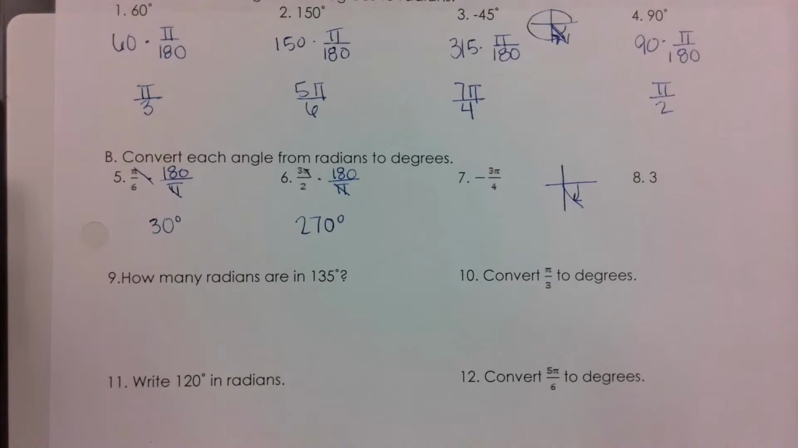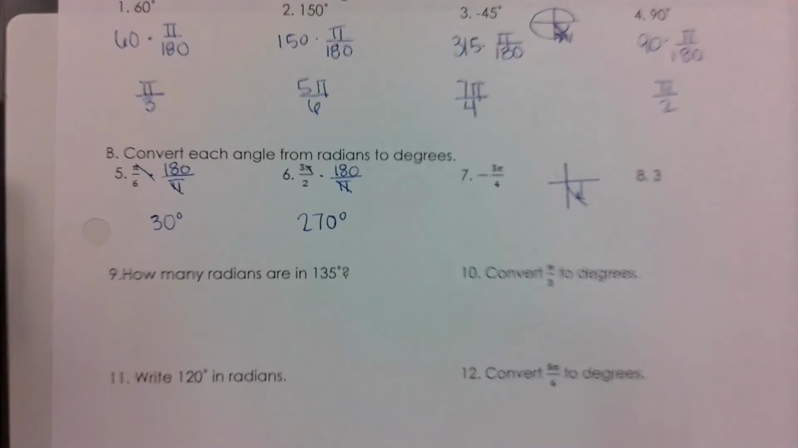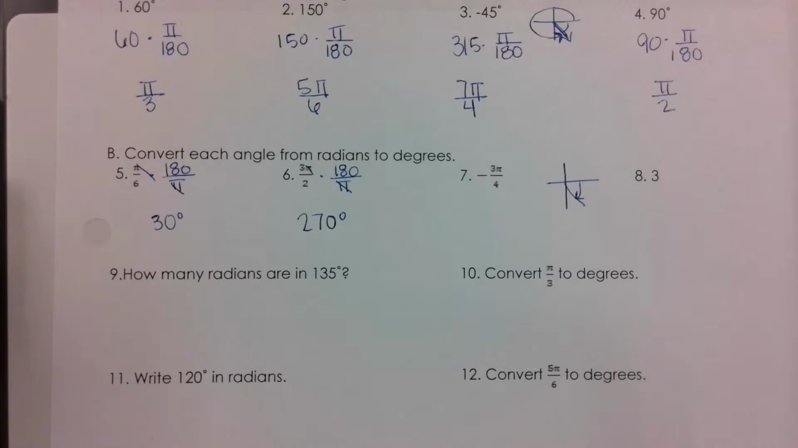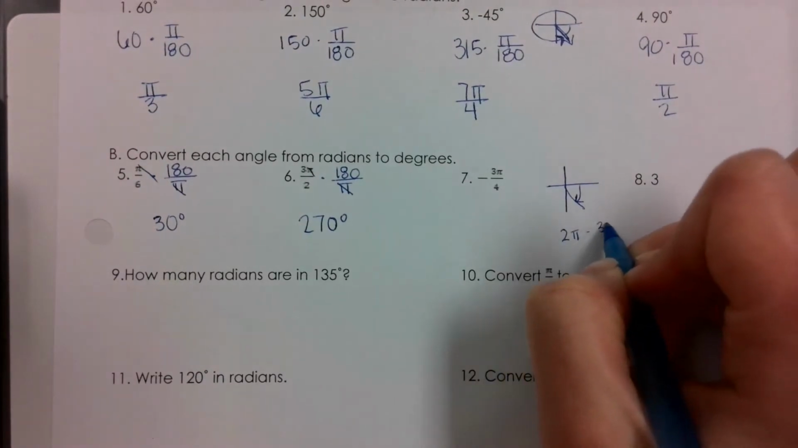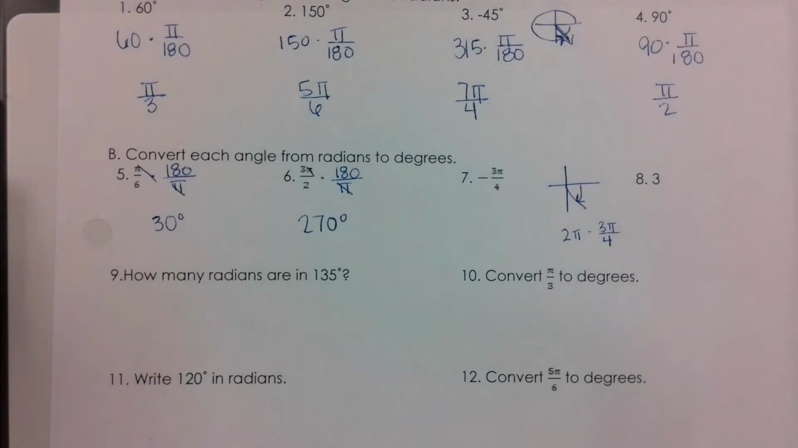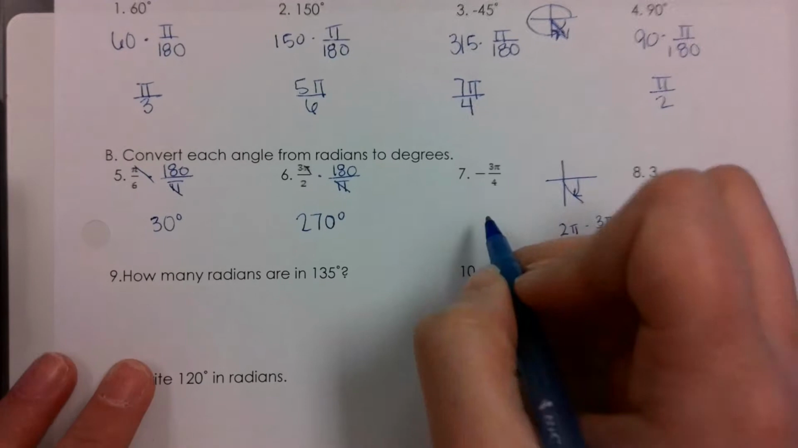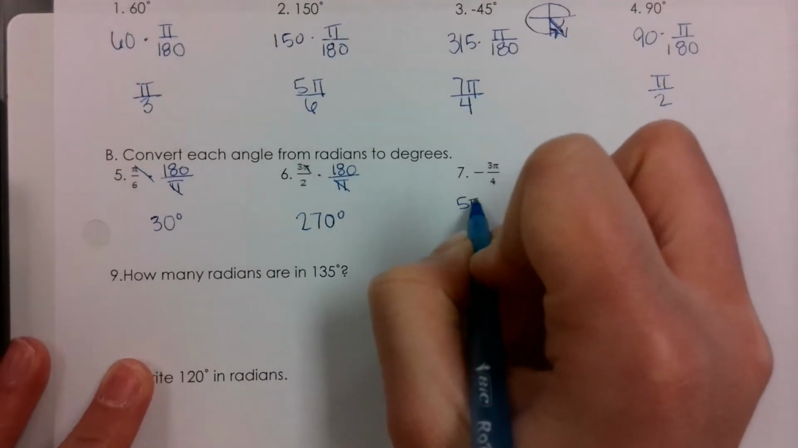We could do 2 pi minus 3 pi over 4, and that would give us the positive angle, right? Like last time we did 360 minus 45, and that gave us the positive angle. So if we do 2 pi minus 3 pi over 4, what do you get? 5 pi over 4.